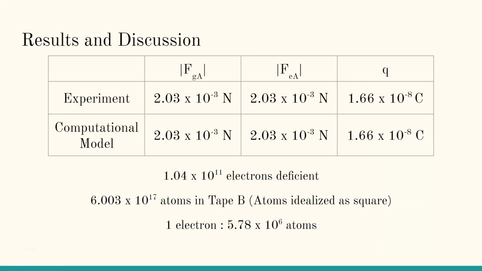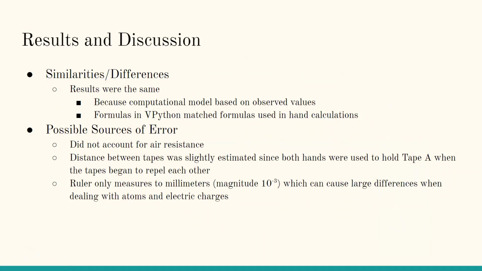The Q charge was 1.66 times 10 to the negative 8 coulombs. We found that 1.04 times 10 to the 11th electrons were missing from the tape, and there were a total of 6 times 10 to the 17th atoms in tape B. And overall, that comes out to a ratio of for every 5.78 times 10 to the 6th atoms, there was 1 electron deficient.